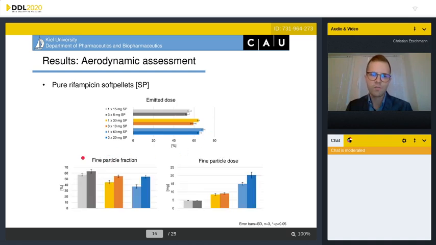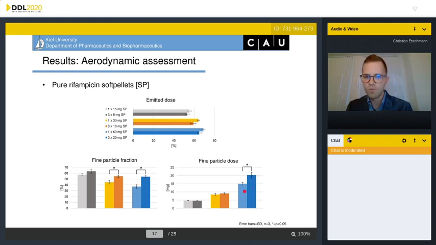In contrast to that, the fine particle fraction decreases with increasing filling mass of the capsules, and as expected, the fine particle dose becomes higher when more powder is loaded into the inhaler. In addition, it was observed that the device performance is decreased when more powder, or when the whole dose, is loaded into 1 capsule instead of splitting it into 3 capsules.